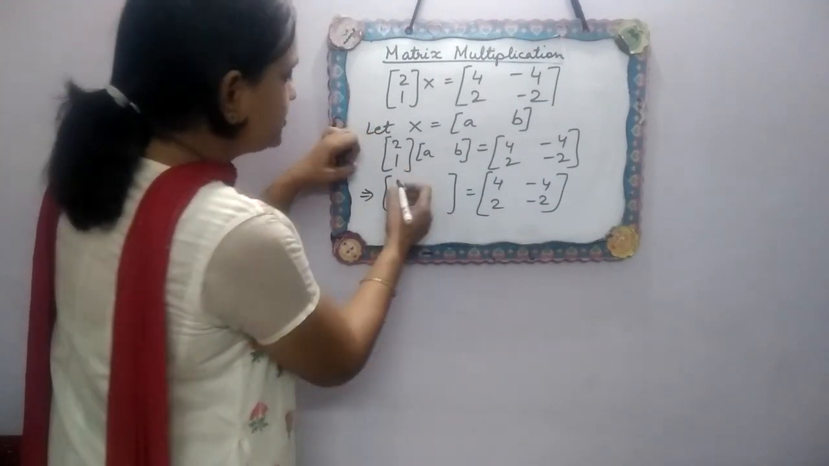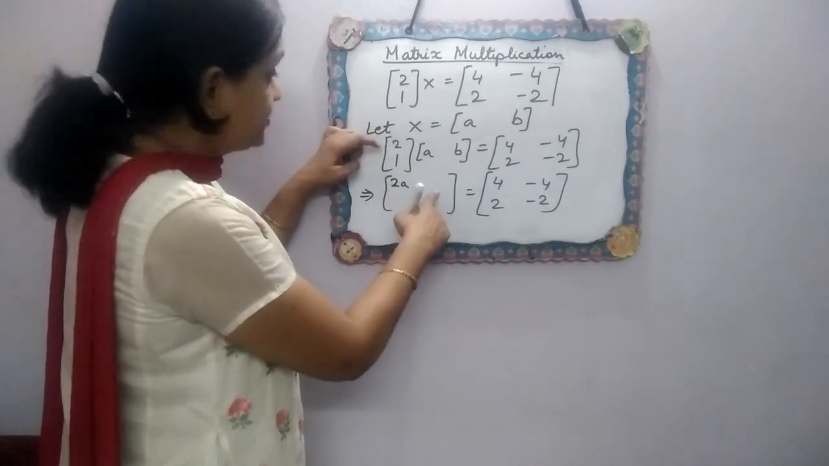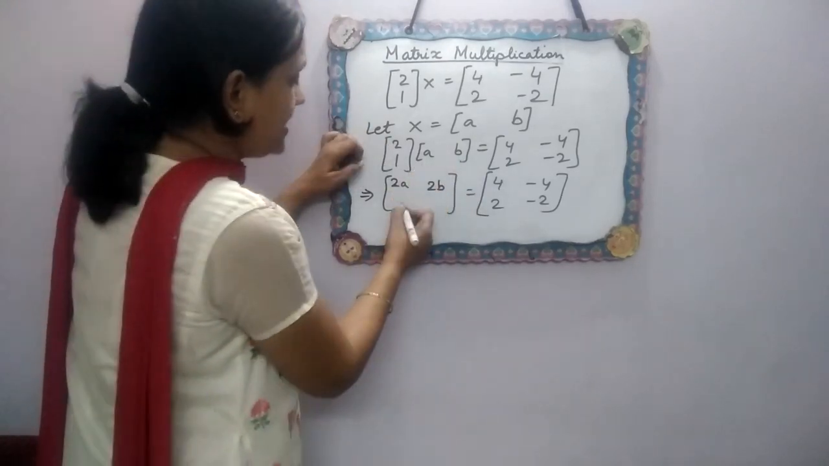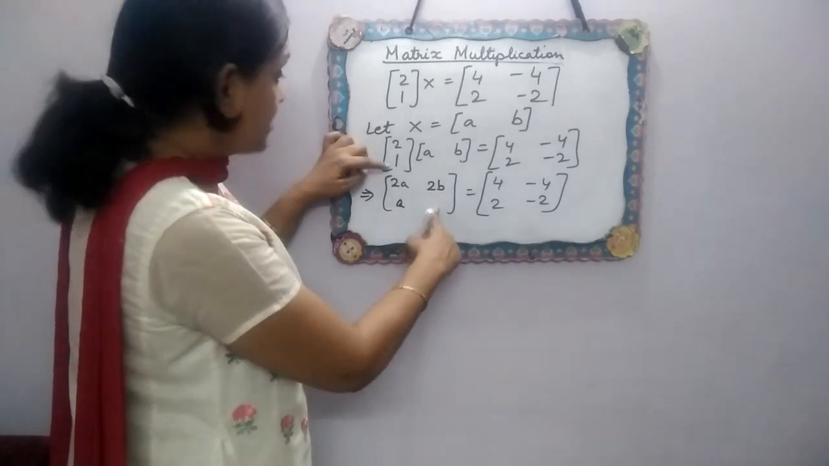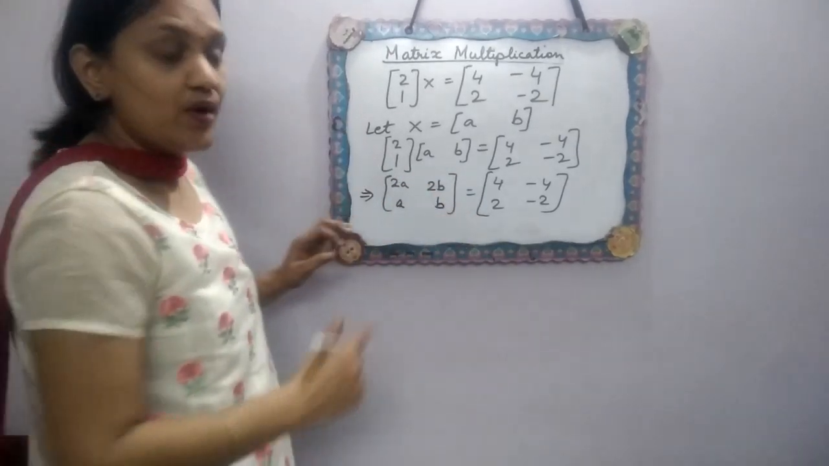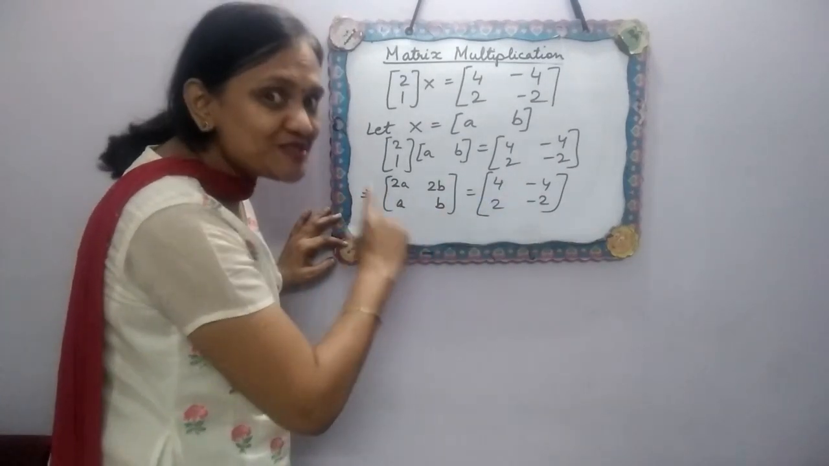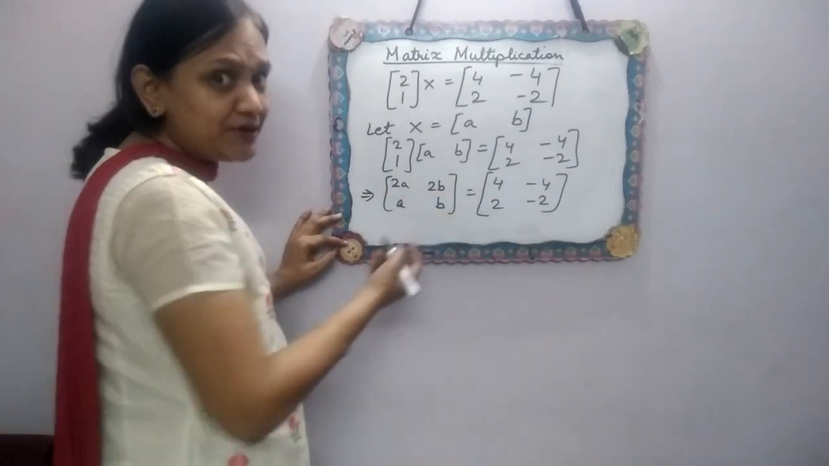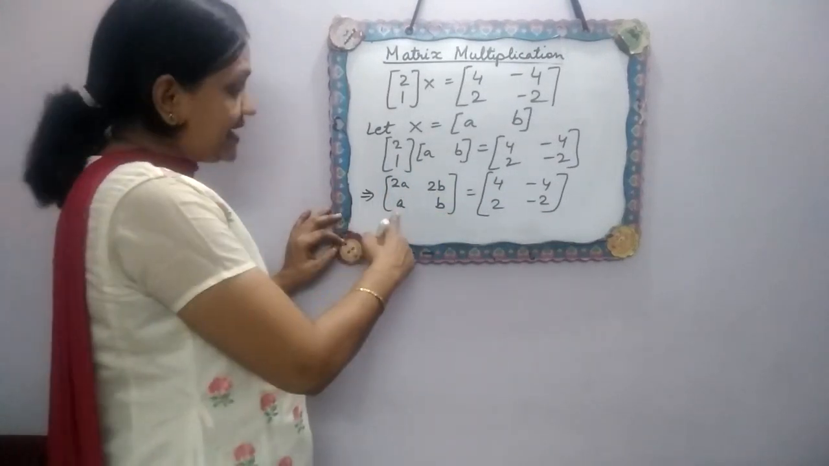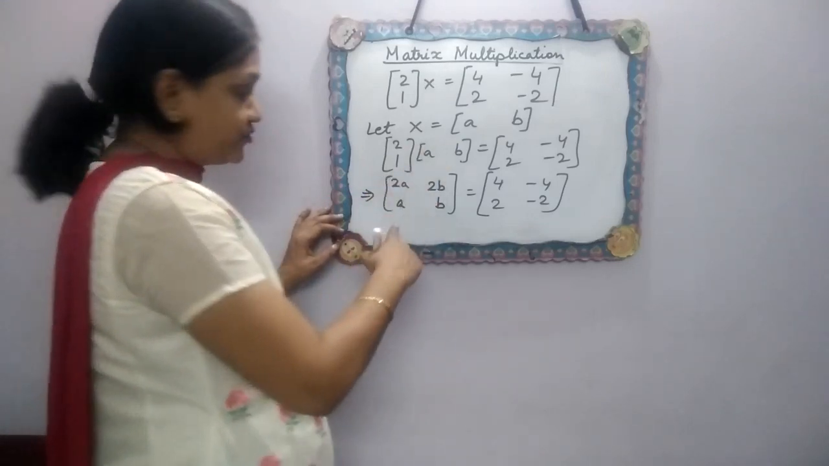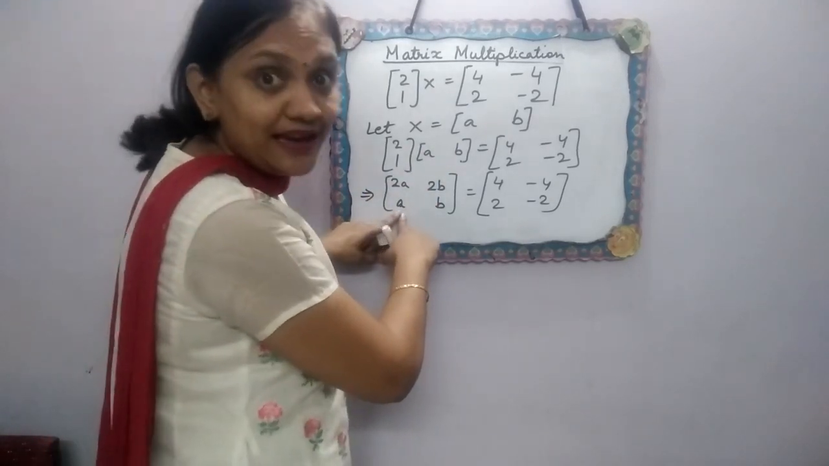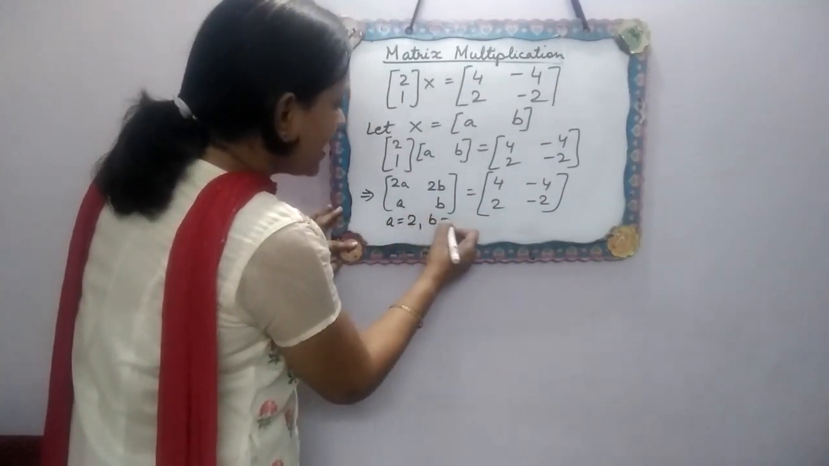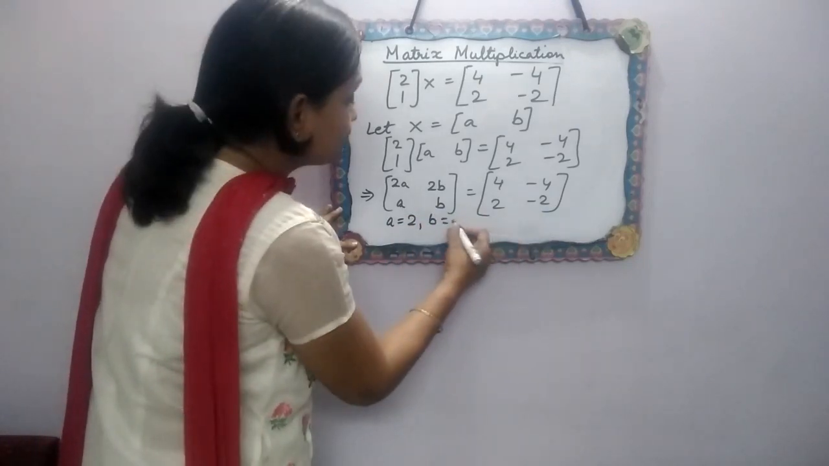First row into first column, 2A. First row into second column, 2B. Second row into first column, 1A. And second row into second column, 1B. Now comparing the elements in the corresponding positions, see, A and B are simpler than 2A and 2B. So let's take A instead of 2A and B instead of 2B. What is the corresponding element in the other matrix? 2. So the value of A is 2 and the value of B is minus 2.